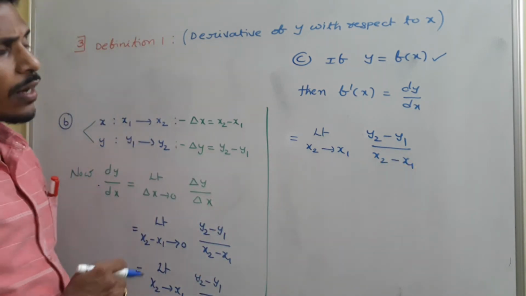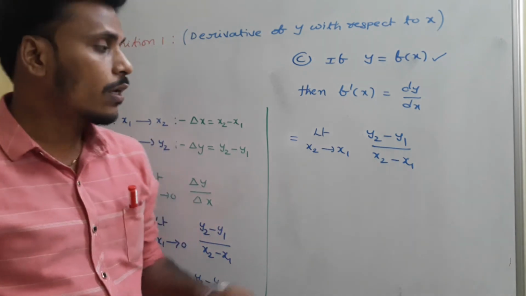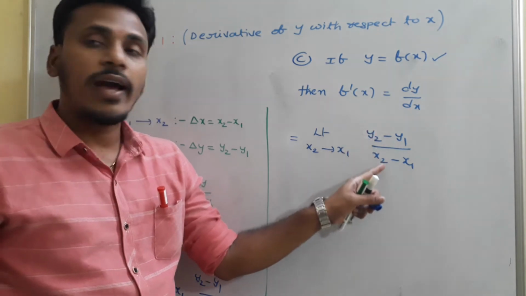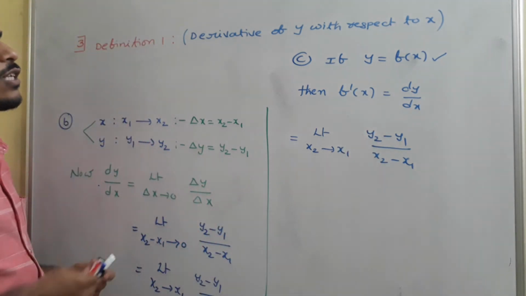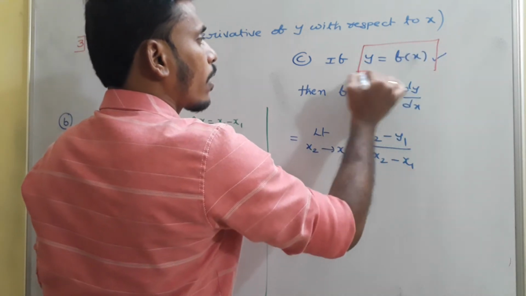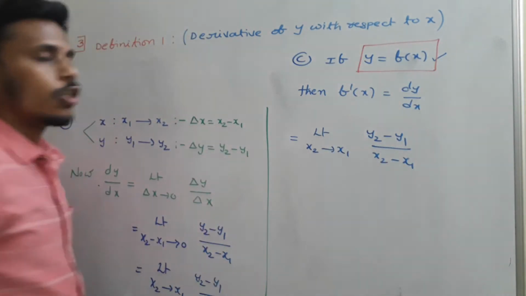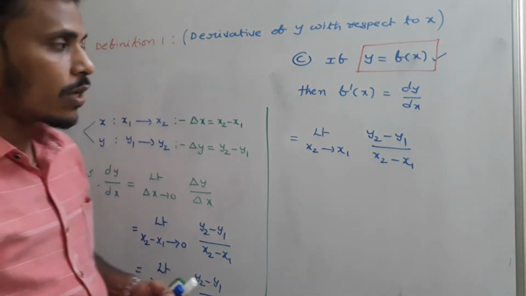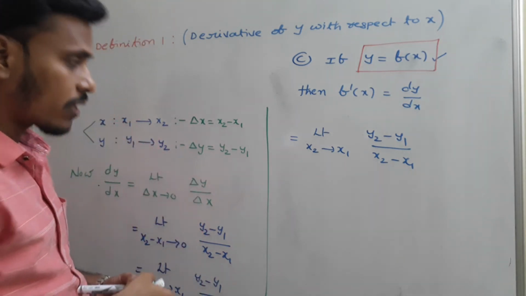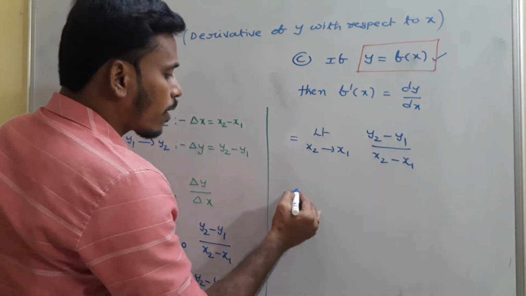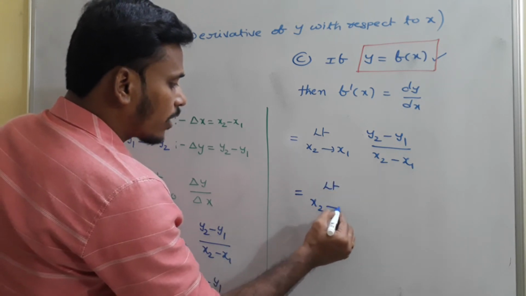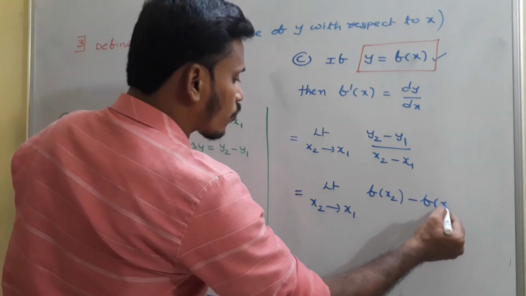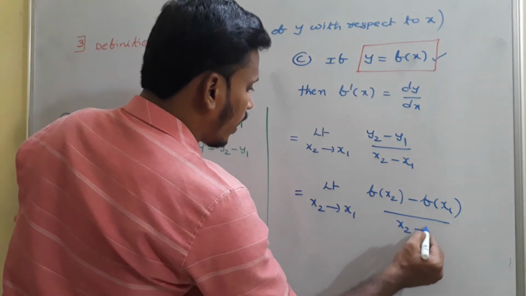Okay. And what is this y2 and what is this y1? See, y1 is the value of the function at x1, y2 is the value of the function at x2. We have this function y is equal to f of x. If you replace this x with x1, you will get y1. If you replace this x with x2, you will get y2. So y1, y2 are the corresponding functional values for x1, x2. So in the next step, we may write it like this: limit x2 tends to x1, f of x2 minus f of x1 divided by x2 minus x1.